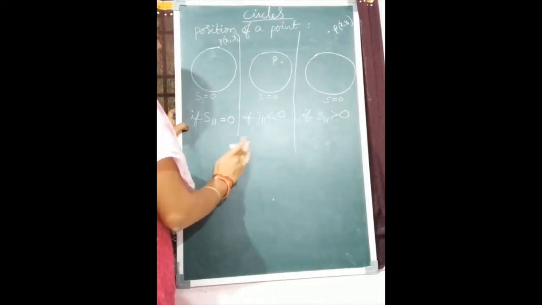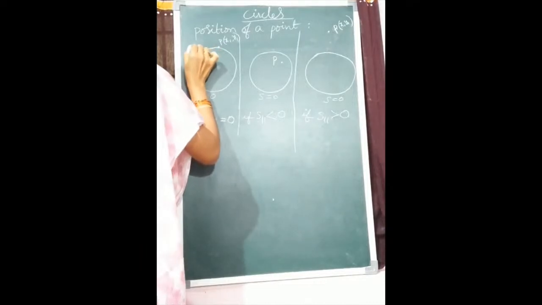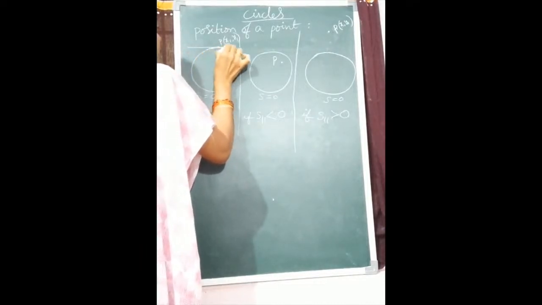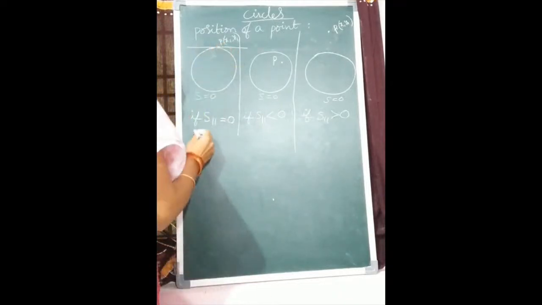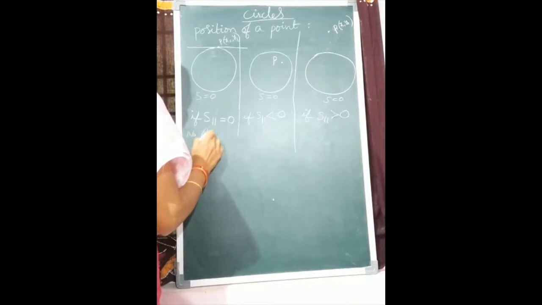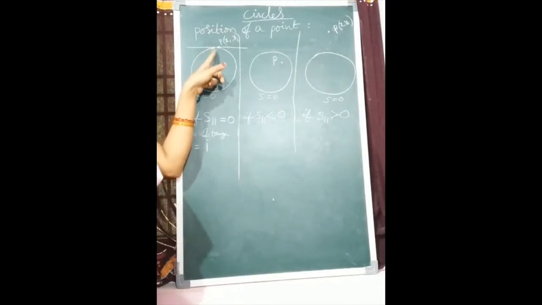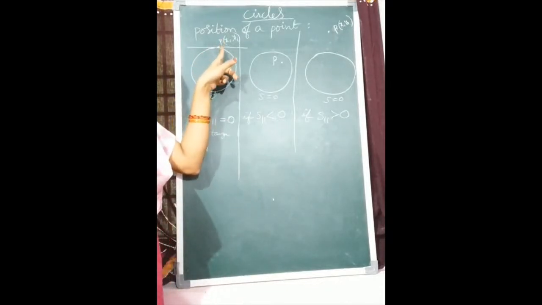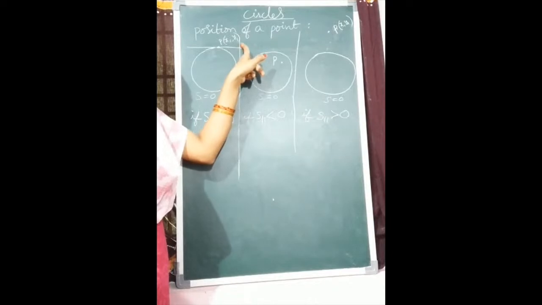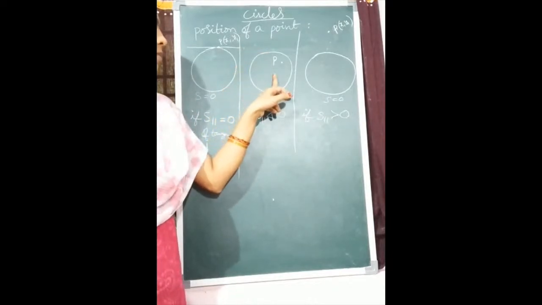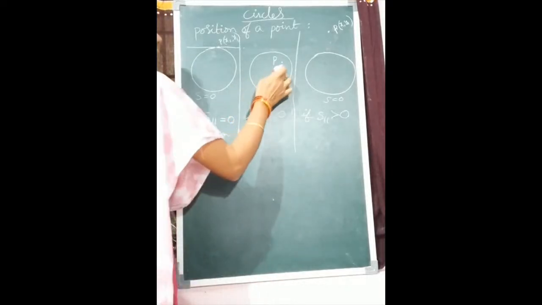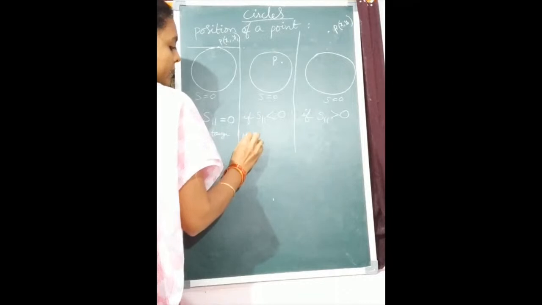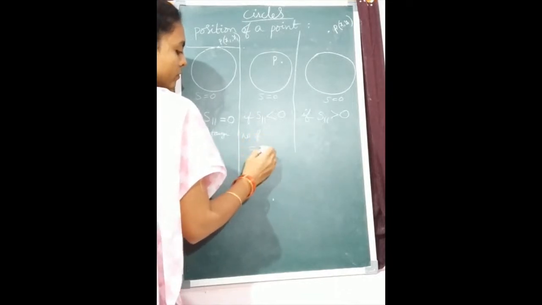Here we talk about tangents. We can draw a tangent through P, only one tangent. Here, the number of tangents through P is only one. Here, can we draw any tangent? We cannot draw. So here the number of tangents is 0.